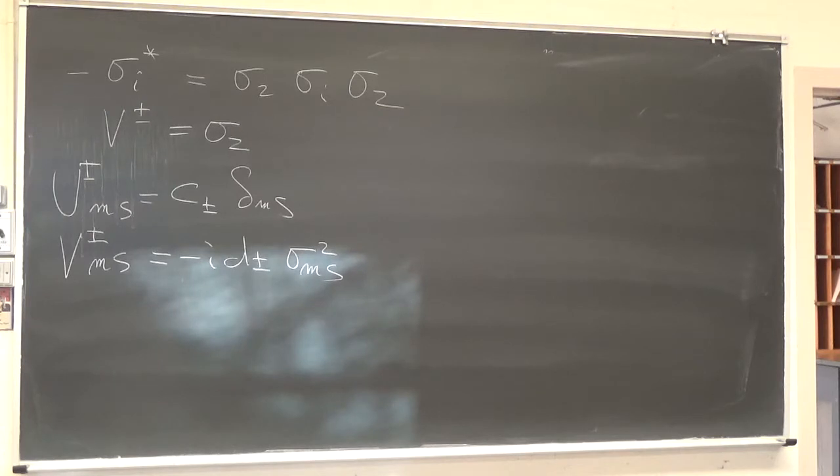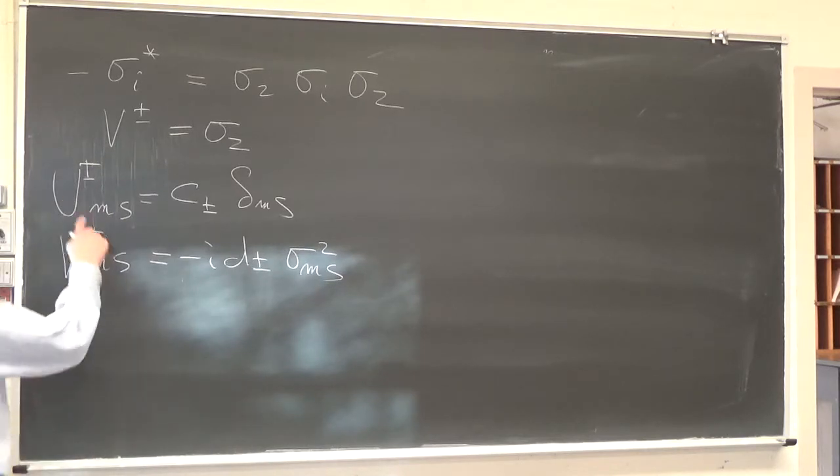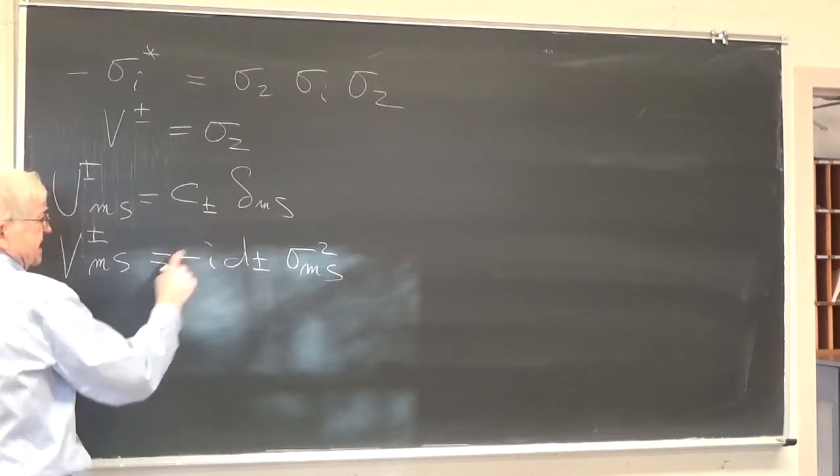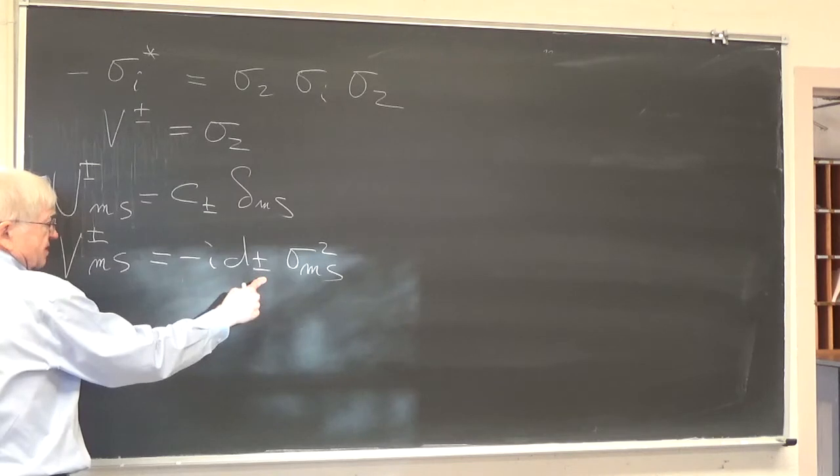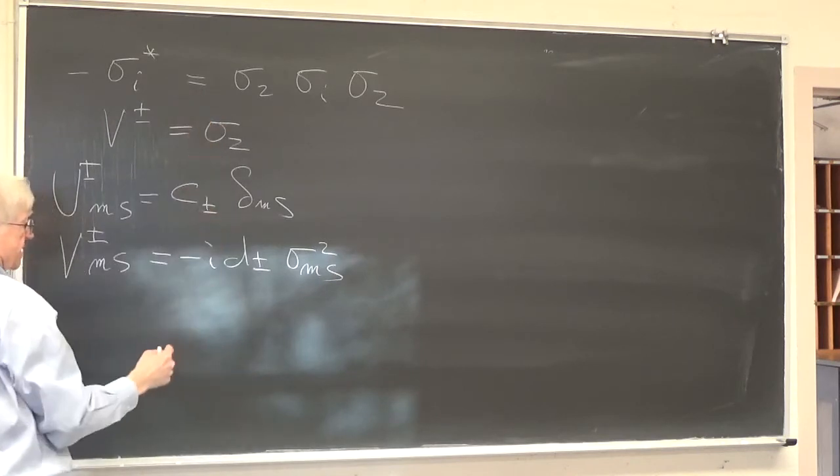Well, in general, they could be two different constants. In other words, as I said, this is a multiple of the identity, and this is a multiple of sigma 2, because of this.